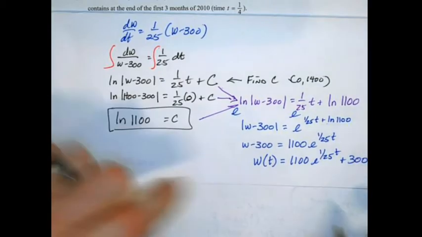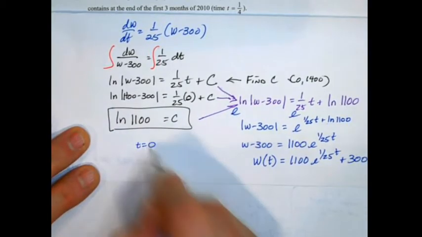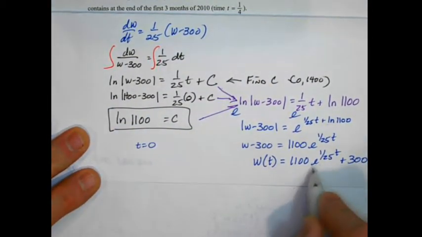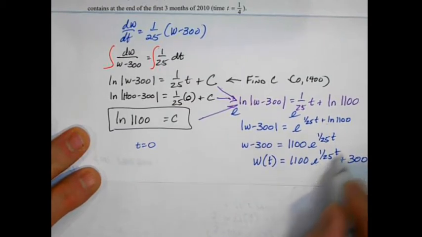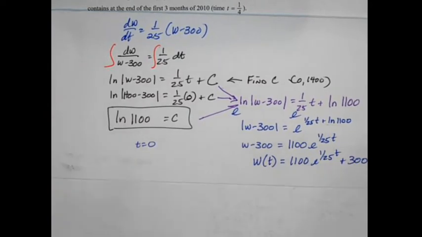So if you notice, when I plug t equals 0 into this equation, I get e to the 0th, which is 1. Okay, e to the 0th is 1 times 1100 plus 300 is 1400. So I have to have that value in there.